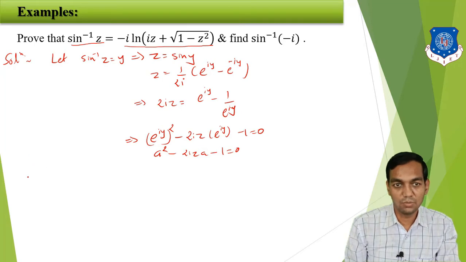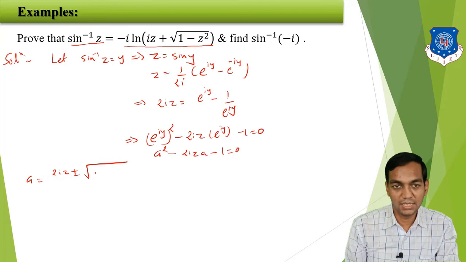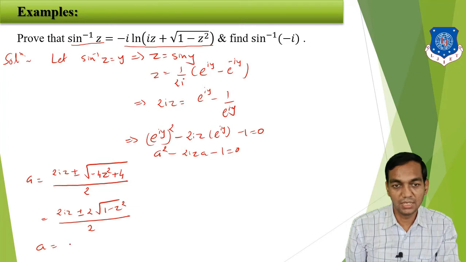So if we solve it by the discriminant formula, then a will be minus b, that is 2iz, plus or minus under root of b square, that is minus 4z square, minus 4 into a into c, but a is 1 and c is minus 1, so minus minus plus 4, divided by 2 into 1. So that will give you 2iz plus or minus, 4 common out, so 2 under root 1 minus z square, divided by 2. So 2 will be cancelled out, and you will get iz plus or minus under root of 1 minus z square. Okay.